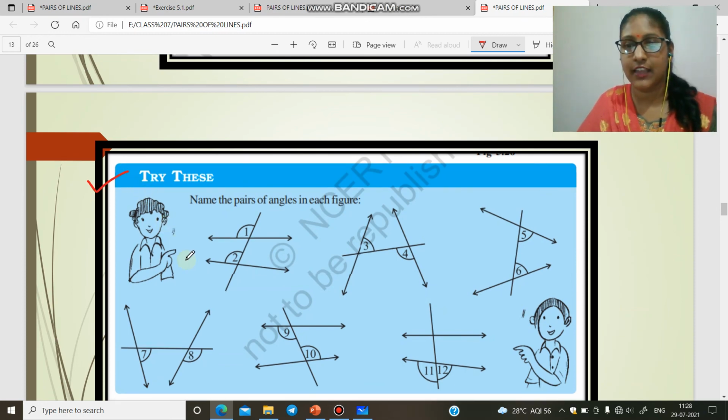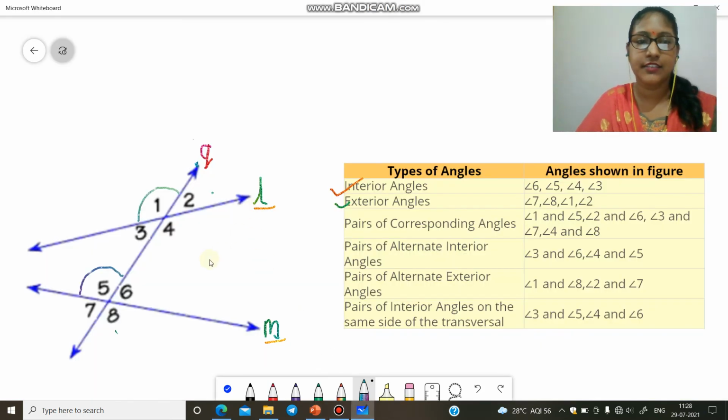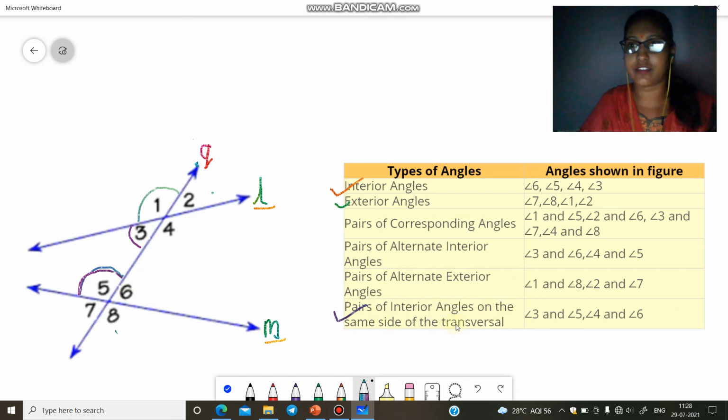And one more type of angle is left. Here angle 3 and angle 5 both are present in the interior part and both are present on the same side of a transversal, then this kind of pair is said to be a pair of interior angles on the same side of a transversal. Same as angle 4 and angle 6 is said to be a pair of interior angles on the same side of a transversal. Okay, so next video we continue.